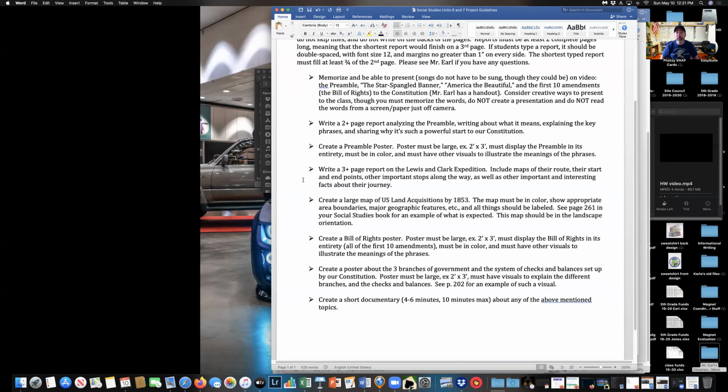Next option, write a 3+ page report on the Lewis and Clark expedition. Include maps of their route, their start and end points, other important stops along the way, as well as important and interesting facts about their journey. Okay. Next option, create a large map of the U.S. land acquisitions by 1853. This map must be in color, show appropriate area boundaries, major geographic features, etc., and all things should be labeled. Look at page 261 in your social studies, that's kind of an example of what I'm looking for. I just want you to make it bigger, okay? And you're making it in the landscape direction.